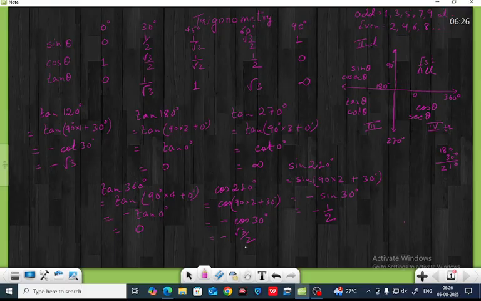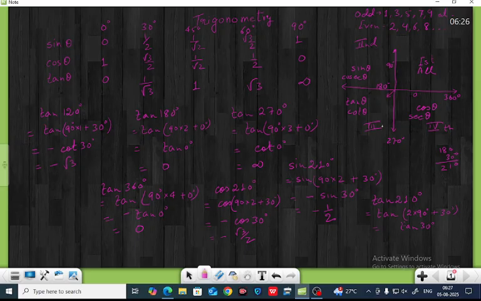Suppose we want to find the value of tan 210 degrees. It can be written as 90 times 2, that is 180, plus 30, which is 210 degrees. Since it is multiplied with 2, an even number, it is the same function, that is tan 30 degrees. And in which quadrant is it? 180 plus 30 is in the third quadrant.